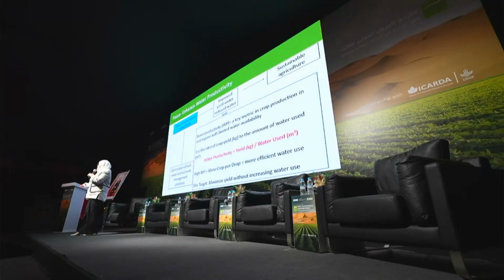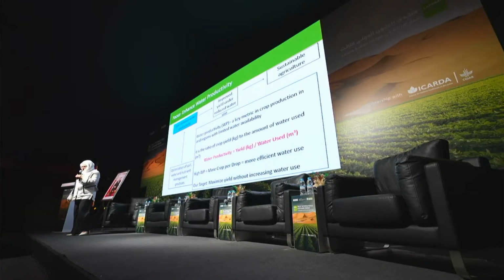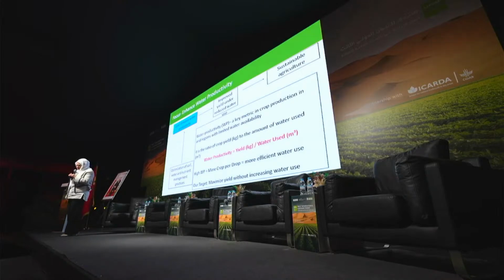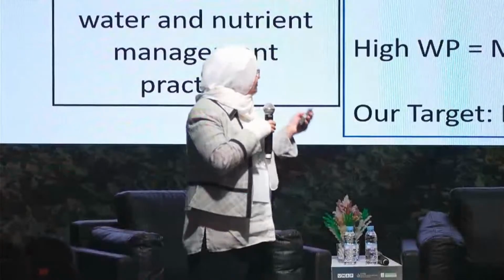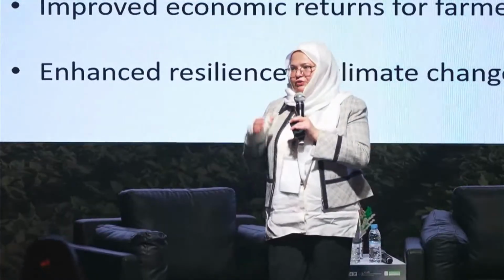If we don't know how to reduce the water, it means we need drought tolerant crops, or different agricultural practices, to have good production with little water. Water productivity is a key metric in crop production in arid regions with limited water availability. High water productivity means more crop per drop and more efficient water use. Our target is to maximize yield without increasing water use, because we have very limited water resources in the country. The benefits are efficient use of our water resources, higher yield without increasing water use, and support for sustainable agriculture in the country.